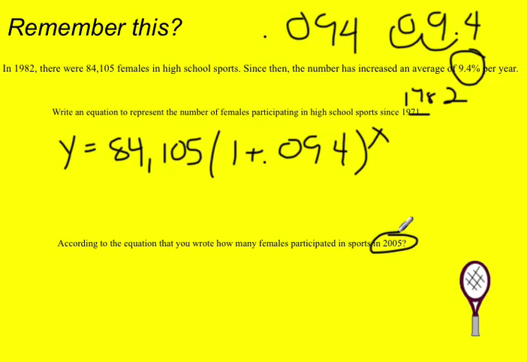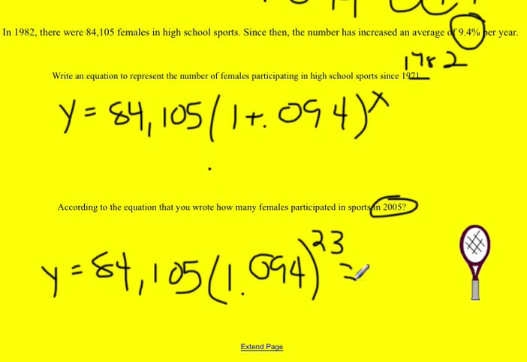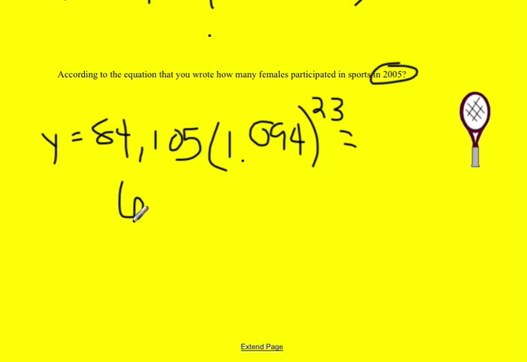So we want to figure out how many years passed between 1982 and 2005. So 2005 minus 1982 is going to give us 23 years. So let's go ahead and plug that in. So I have 84,105 times 1.094, and that's going to be raised to the 23rd power. So when you do that, you end up getting 664,079.7.